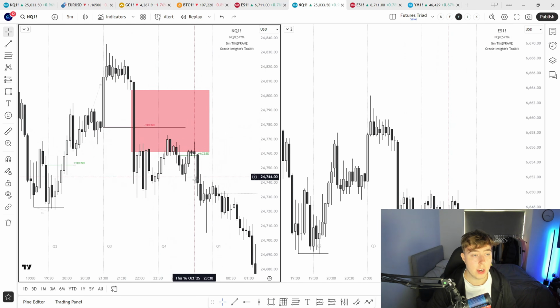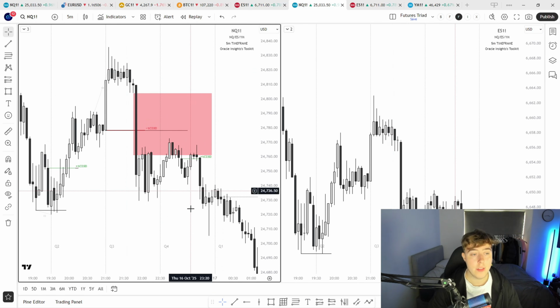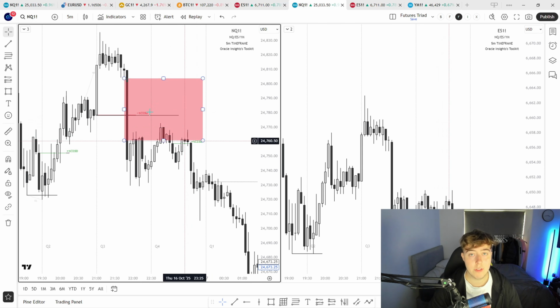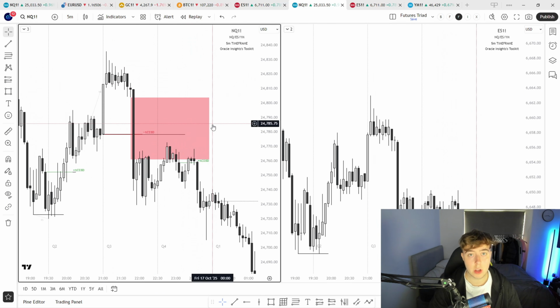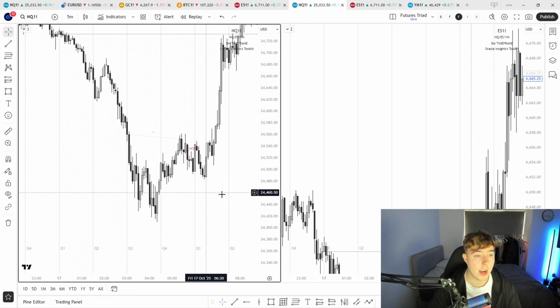Entry, entry, entry. Bit of a larger stop. You don't always have to place it on the invalidation, but it's best to do so. That way, your trade can still have that room to breathe. And if it goes above the stop loss, then it's invalid anyway. Beautiful. I mean, just an insane move lower, right?